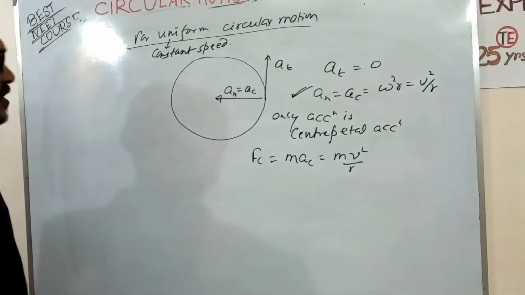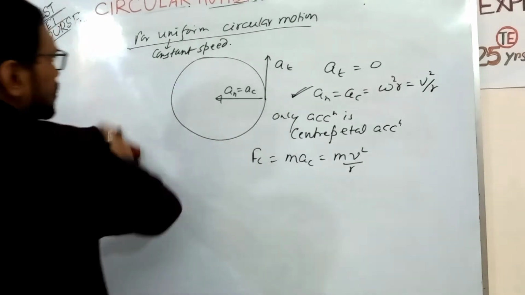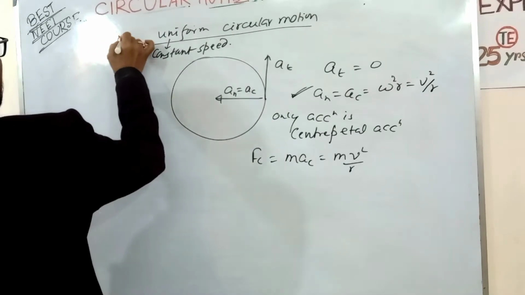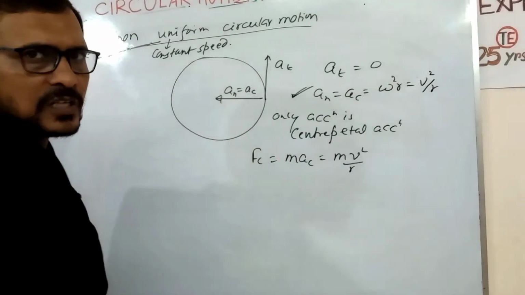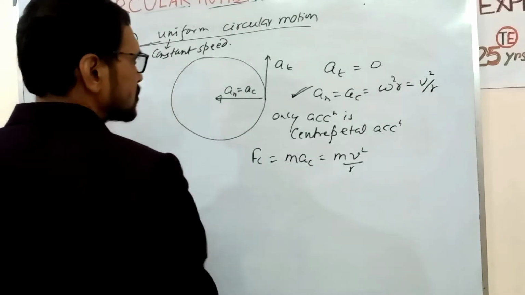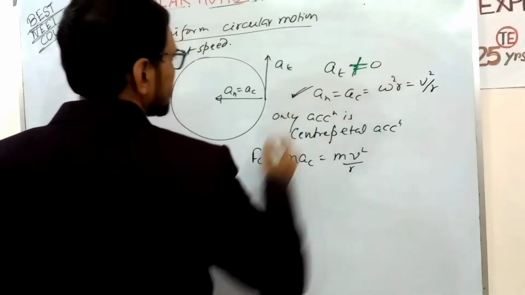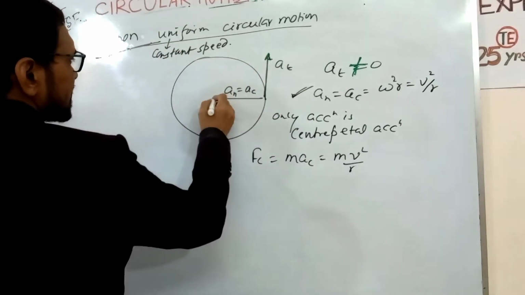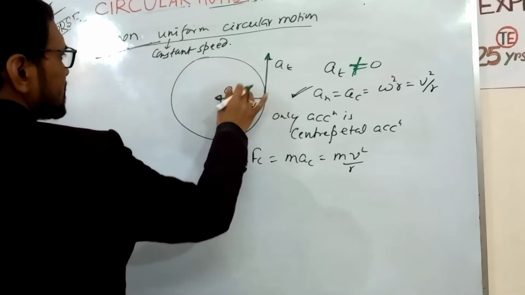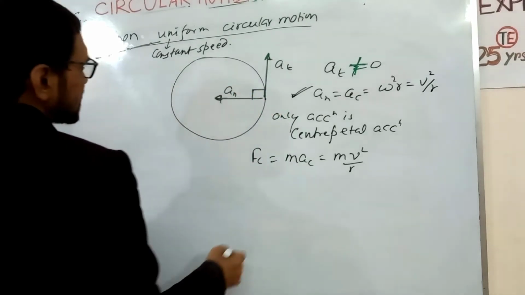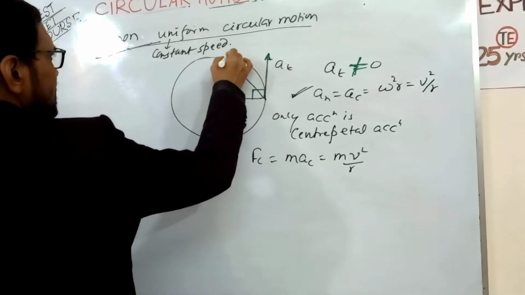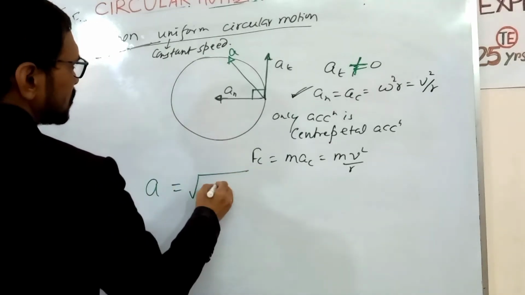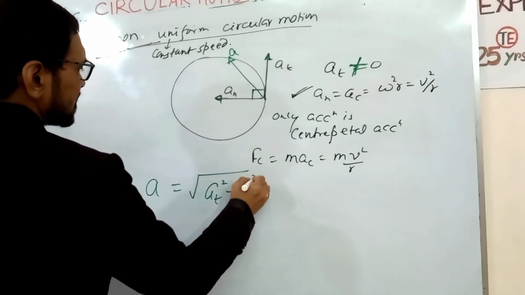Now for non-uniform circular motion, what happens? For non-uniform circular motion, at not equal to 0, tangential acceleration not equal to 0, at has some value. So for non-uniform circular motion, at acts in this direction and an acts in this direction. The angle between at and an equal to 90 degree. So net acceleration is along this direction. So for non-uniform circular motion, what is the acceleration? Acceleration equal to square root of at square plus an square.